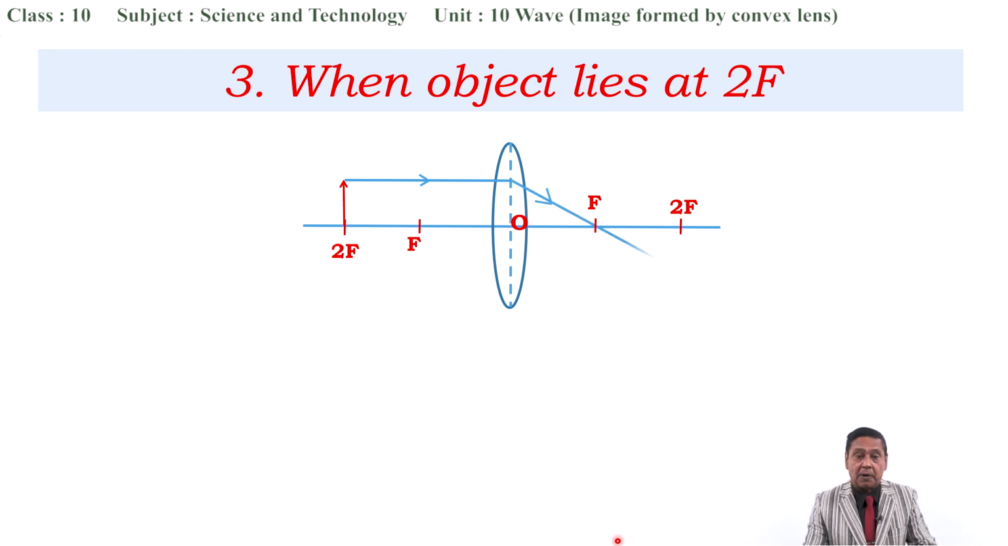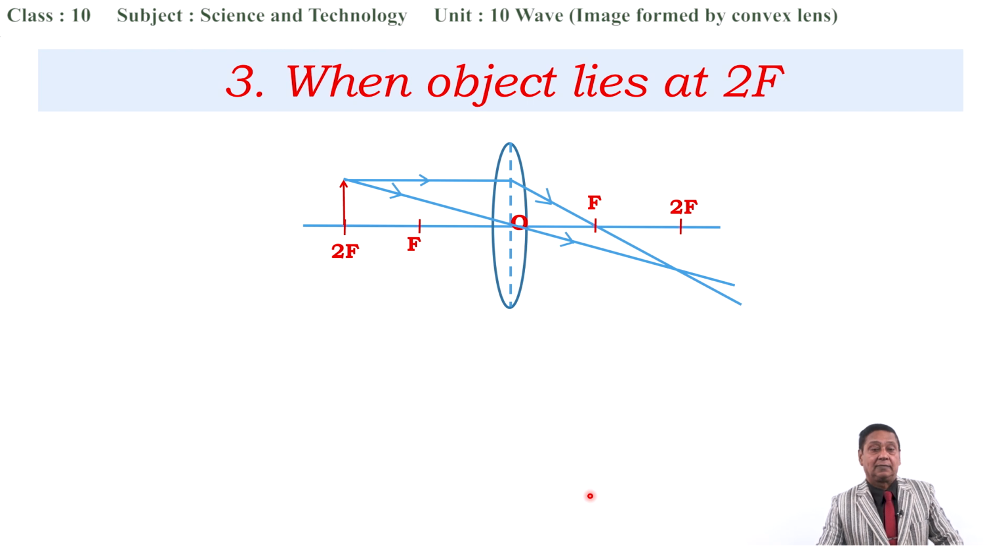We know that it passes through focus. Another ray of light I want to take from the head of the object, which when passes through optical center passes straight. They are intersected at this place. We don't have to do anything. Everything is done by rule, isn't it? We are following the rule. And they are intersected at this point, that's why image forms at this point.